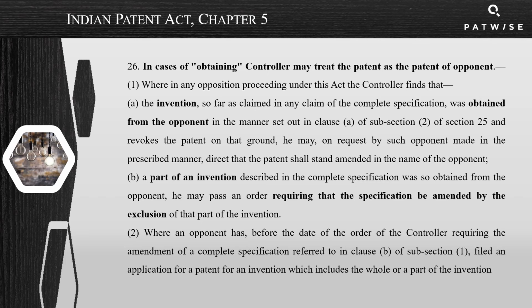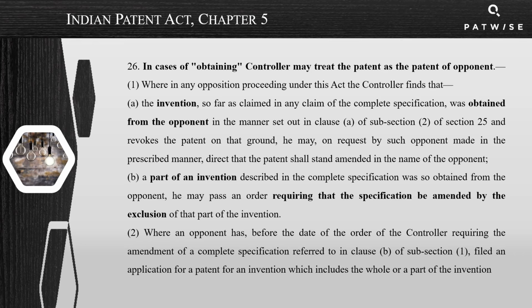So the applicant will now be removed, and the opponent who has proved that it is his invention, the application can proceed in his name. Or if it is only a part of an invention that the opponent claims, then that part of the invention can be separated and amended, and a separate application can also be filed.